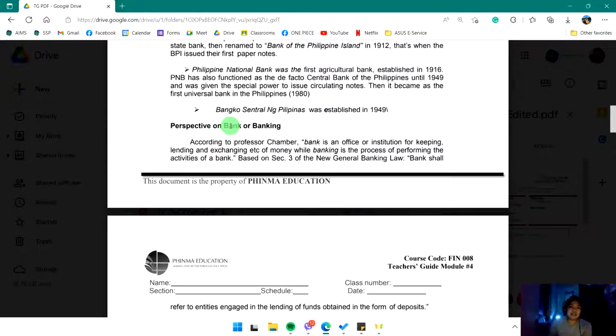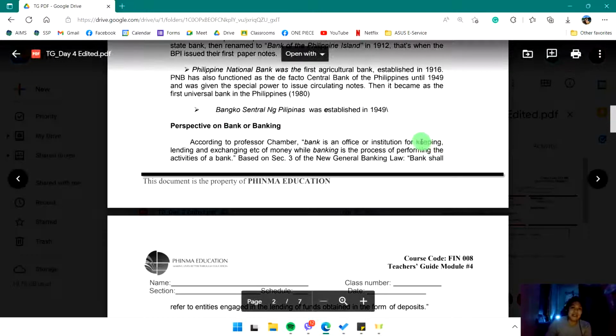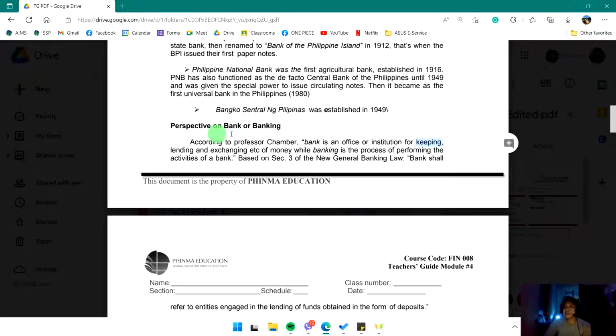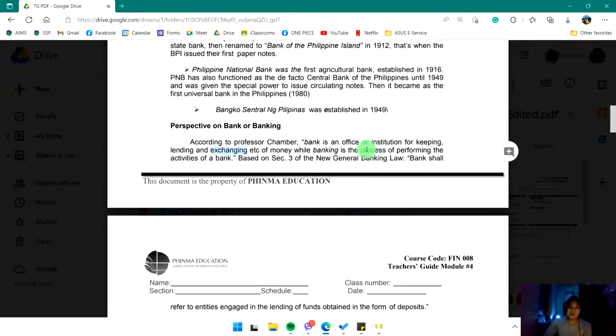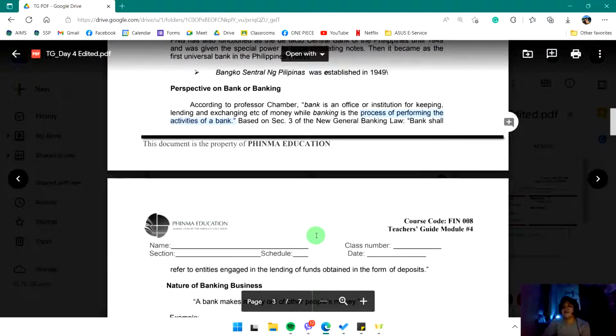Basically, since banks are the middlemen of our financial system, they are responsible for keeping the money that was lent by the lenders, lending out the money that was deposited to the borrowers, and exchange of money, whether in the form of different kinds of currency or any other forms of exchange of money. And banking is the act of doing so, the process of performing the activities of the bank.